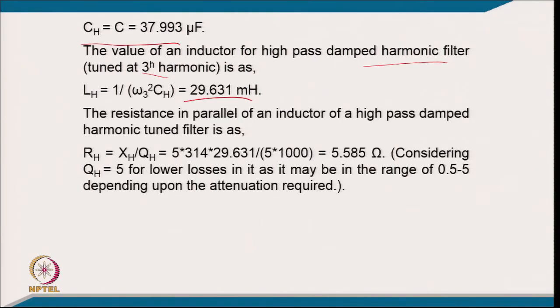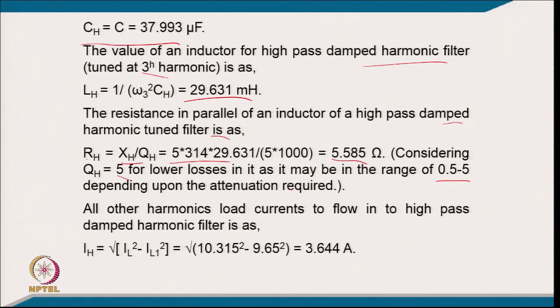millihenry, and the resistance in parallel with the inductor of the high pass damped filter is calculated as Rh equal to Xh by Qh. So, taking typically the value, calculating the value Xh and putting the quality factor of five, it comes 5.585, considering the quality factor of five, and the lower losses within the range 0.5 depending upon the attenuation required, and all the harmonics of the load current flow through the high pass damped filter. So, it is the square root of IL squared minus IL1 squared.